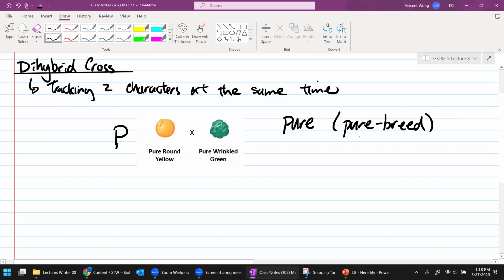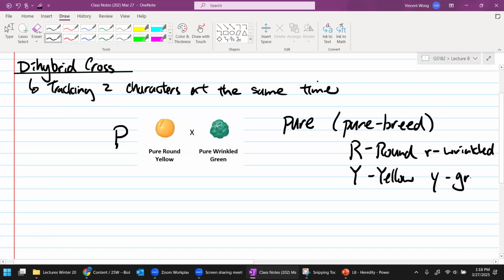Do you remember which one is dominant, round or wrinkle? Yeah, so big R is for round, little r is for wrinkle. How about yellow or green? Do you remember? Yeah, that's right. Very good. So Y for yellow, little y for green. Do not use different letters for the same character, please.